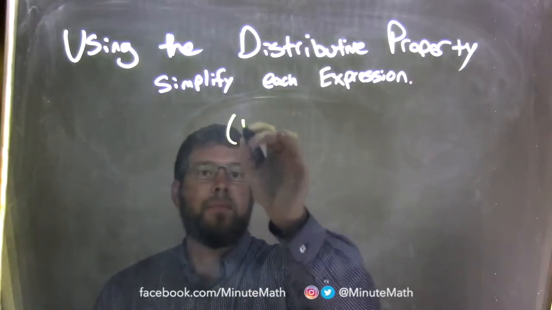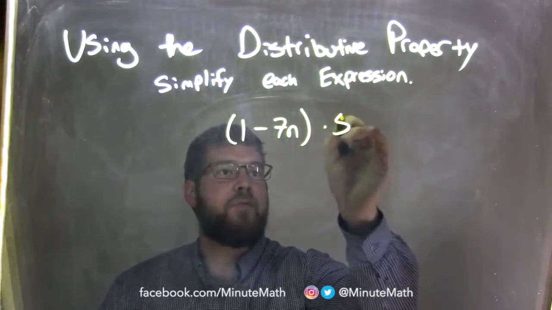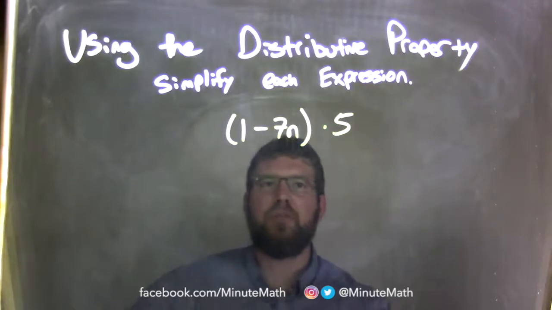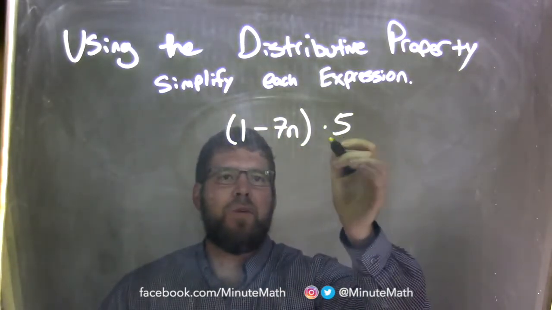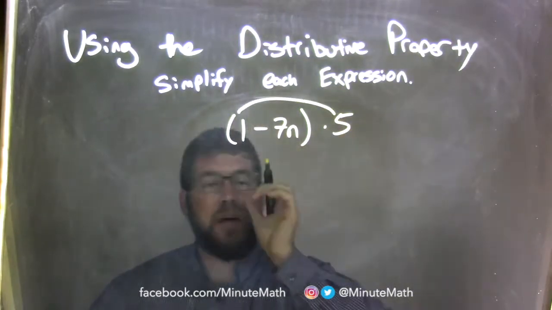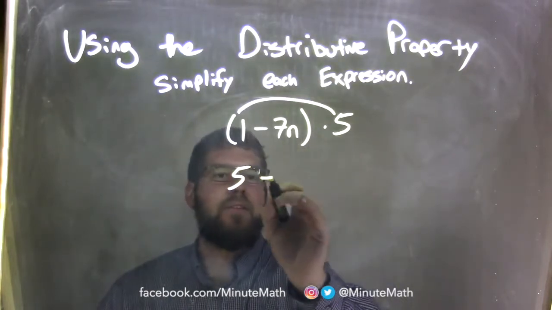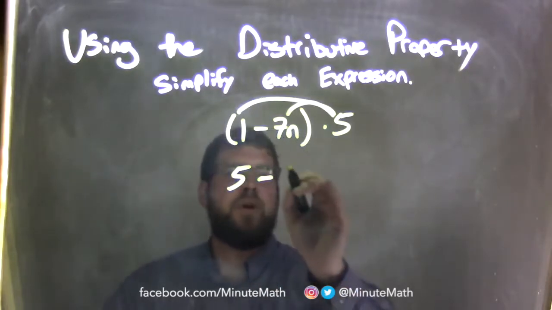1 minus 7n times 5. So 1 minus 7n times 5. So if I was given that expression, I cannot simplify what's inside the parentheses. So I have to deal with the 5 on the outside now. That's 5 times, that's multiplication. So 5 times 1 first is 5. Now the minus sign comes down, so now we have 5 times a 7n, which is 35n.